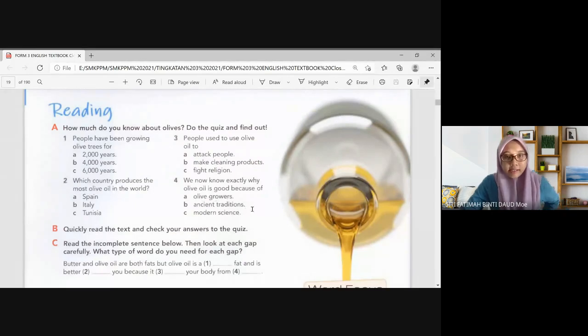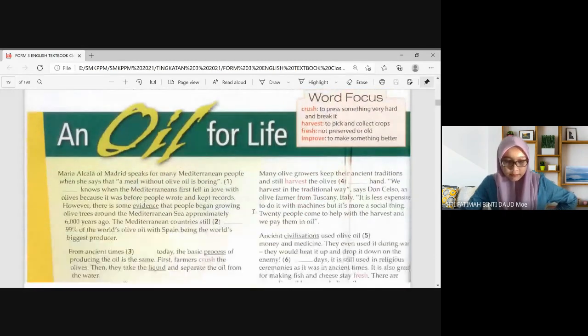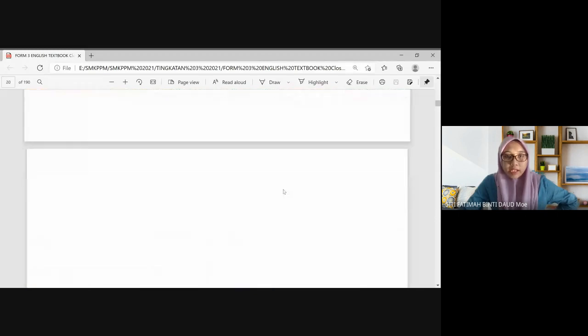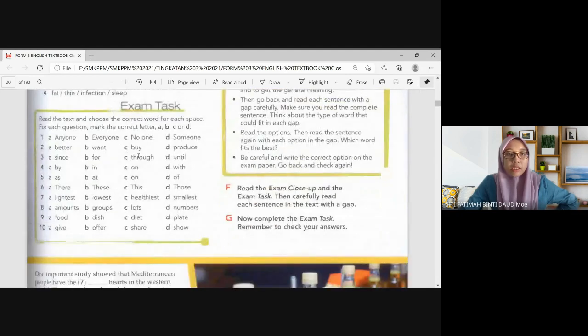Traditions and modern science. Okay, before we read the text, I want you to look at page 19 because there will be gaps here in the text. So while we read the text, we will straight away fill in the gaps with the words on page 19 here in exam task. Can you see that here? Anyone, everyone, no one, someone, better, one, by, produce, since. Okay, so go through these words first. Since, sejak, for, through, sepanjang, until, hingga.